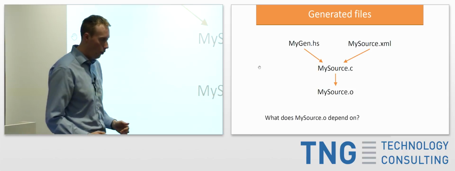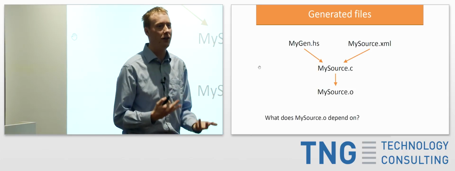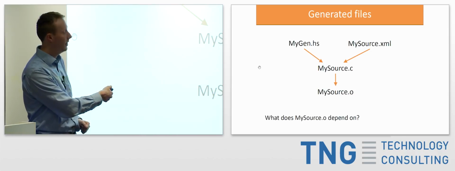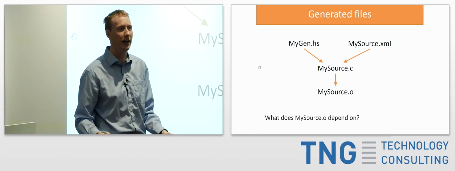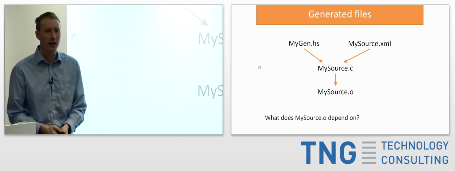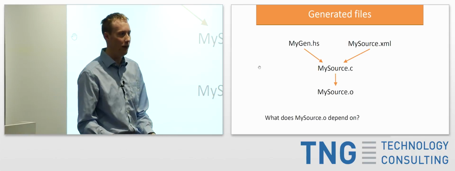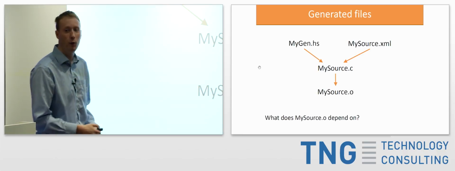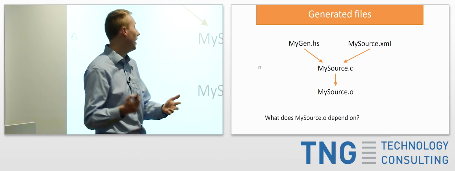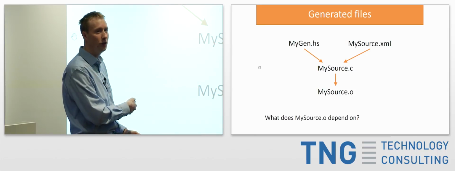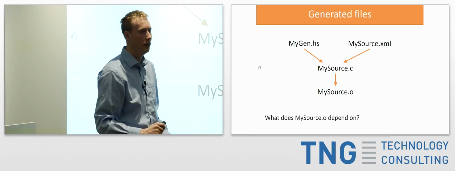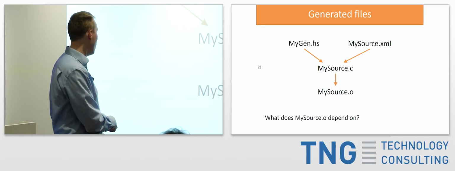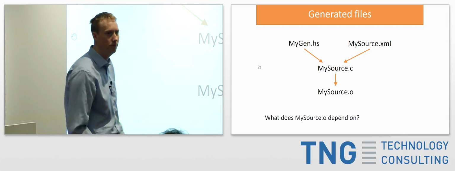So one of the reasons I started Shake was generated files. So let's imagine we have some source data, so say an XML file containing all the keywords in our language or all the time zones in the US, something like that. And we have some generator program that when applied to this source file will spit out a C file that we want to compile and then link into something else. So maybe we're doing an efficient hashing or a pre-compute or something like that. What does mySource.o depend on?